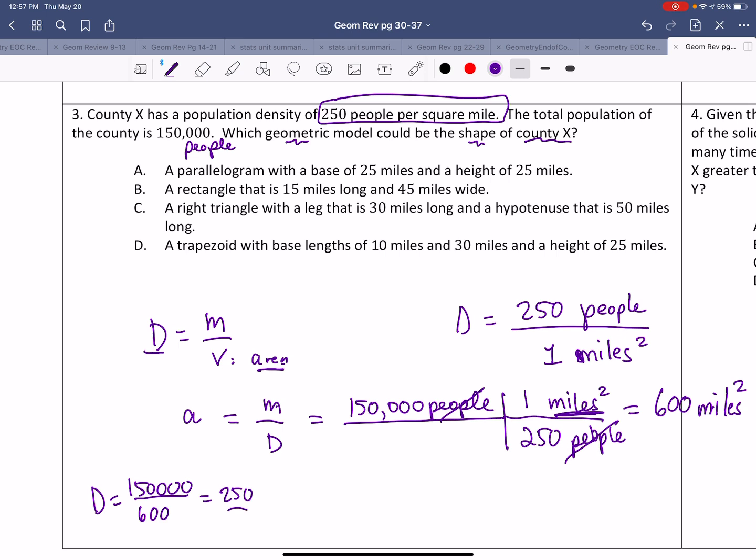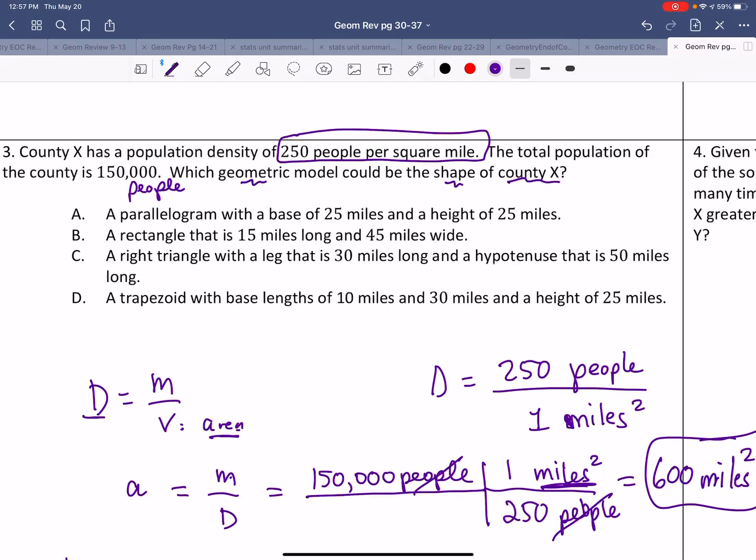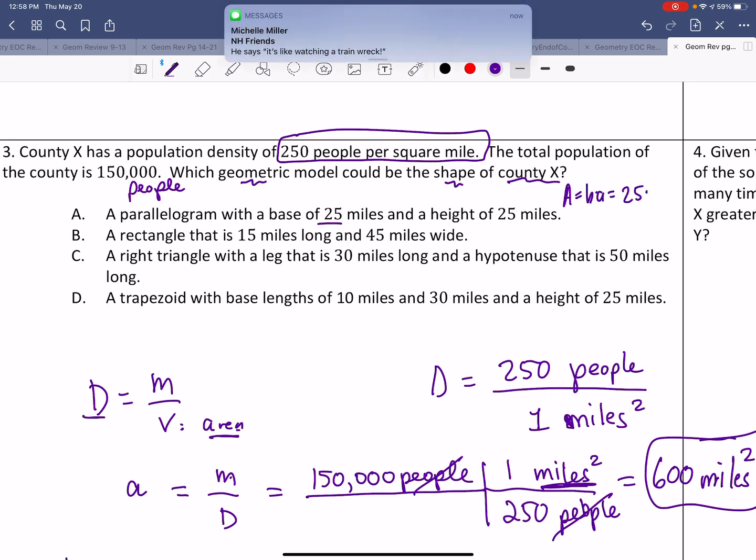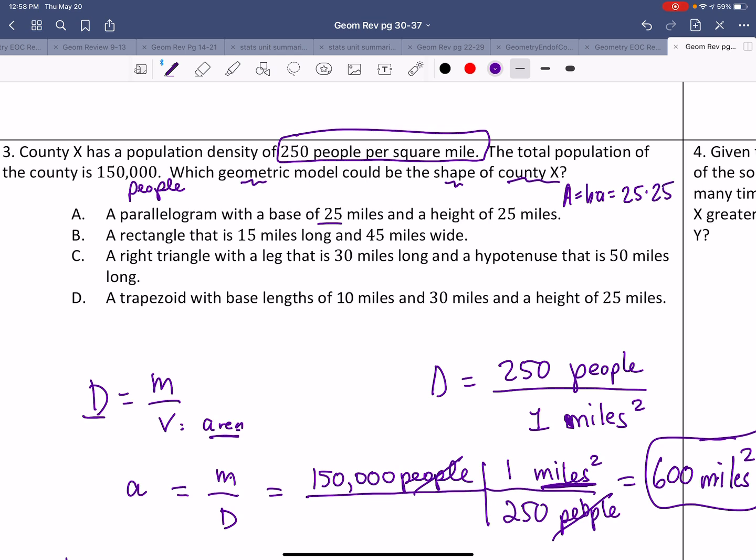So which of these would have the area of 600? Okay, so which of these? A parallelogram would have an area of base times altitude. So 25 times 25. 25 times 25 is 625. So I'm going to have to say no. A rectangle 15 by 45. So that would be 15 times 45. I get 675. So I'm going to also have to say no.